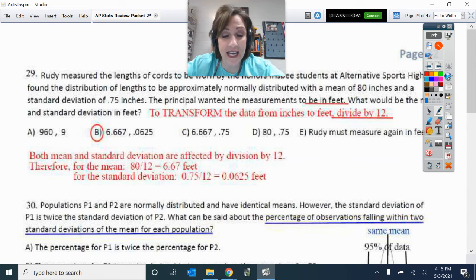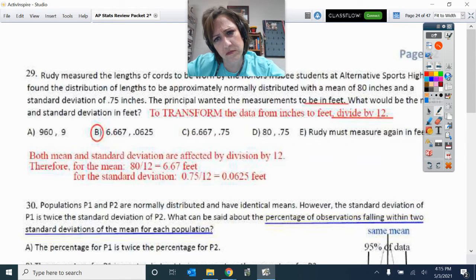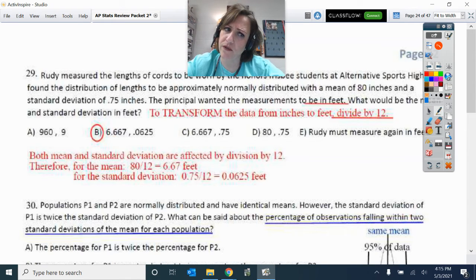So we're going to need to divide by 12 or multiply by 12. Okay. I guess we're dividing by, yeah, dividing by 12. Okay. So both mean and standard deviation are affected by division. So I do just divide them both.